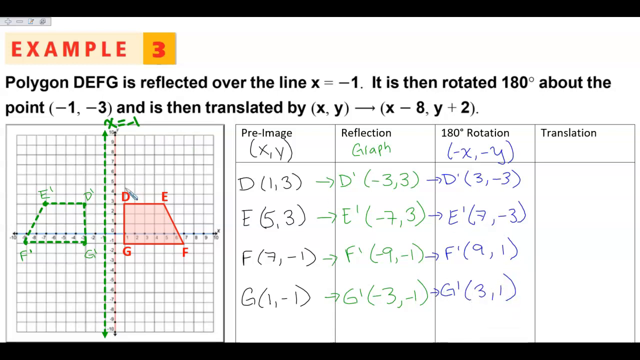So let's go ahead and graph that. So at 3, -3, right here is going to be D prime. 7, -3 is going to be E prime. 9, 1 is my F prime. And 3, 1 is my G prime. So we're going to go ahead and connect those points.